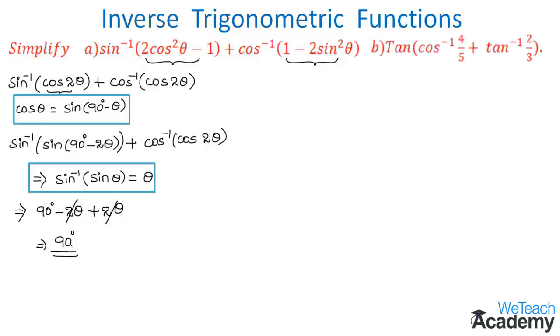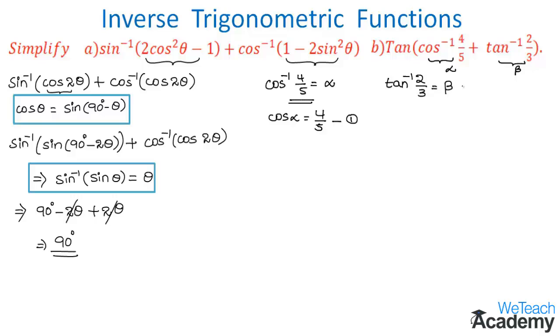And now let us consider one more equation which is tan of cos inverse 4 by 5 plus tan inverse 2 by 3. And now let us assume cos inverse 4 by 5 as alpha. Then we get cos inverse 4 by 5 is equal to alpha, and then transferring cos to the right hand side we get cos alpha is equal to 4 by 5. And now let us name this equation as equation 1. And assuming this term as beta, we get tan inverse 2 by 3 is equal to beta. So that implies we get tan beta is equal to 2 by 3. And now let us name this equation as equation 2.